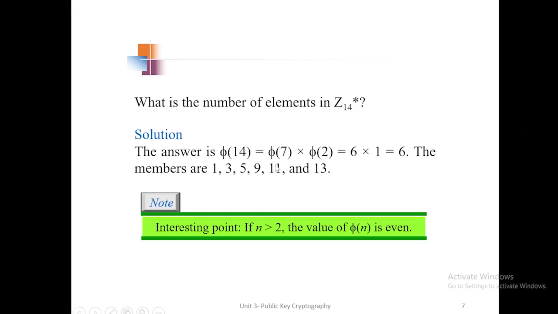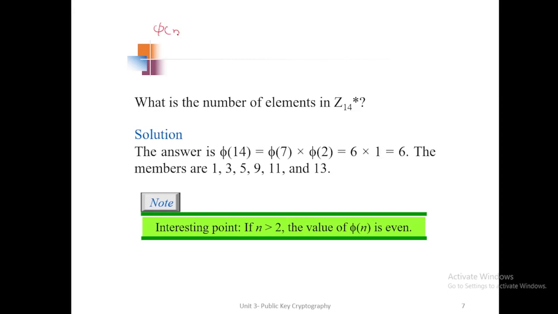This is another example, phi of 14. 14 is a composite value. Phi of 7 into phi of 2. 2 and 7 are relatively prime. So the answer for phi of 7 is 6. Phi of 2 is 1. So 1 into 6, 6. So this phi value is also calculated.